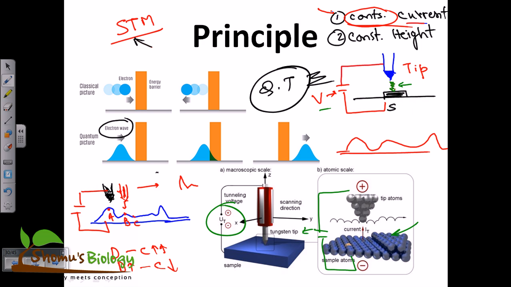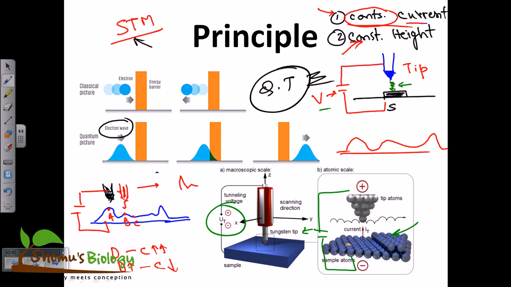And we can also use the constant height method. In that case, we maintain the height constant. The same thing is going to happen. If we maintain the height constant, this tip is going to be present as it is throughout the scanning process. But let's say once this tip is at point A, which is pretty close, the current flow is very high.